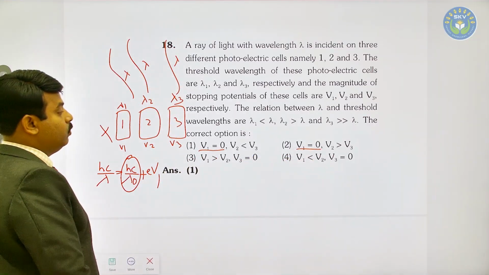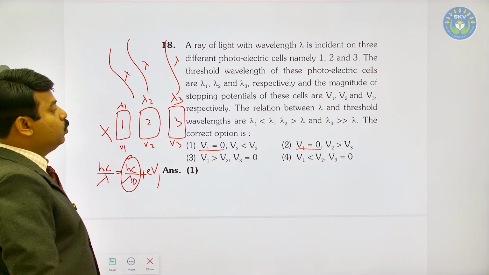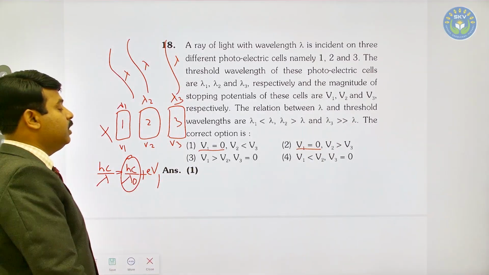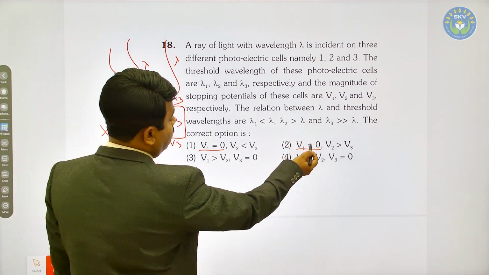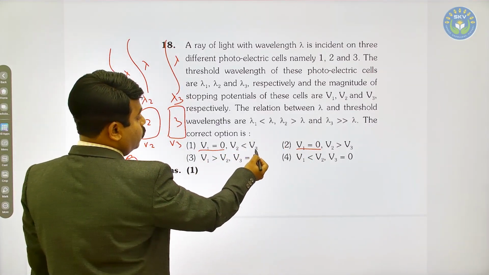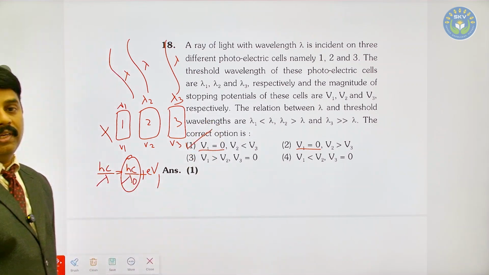So next we have to check the nature of V2. Here lambda 3 is more than lambda, then there only we have more stopping potential. Then which is correct? Option 1 is correct.